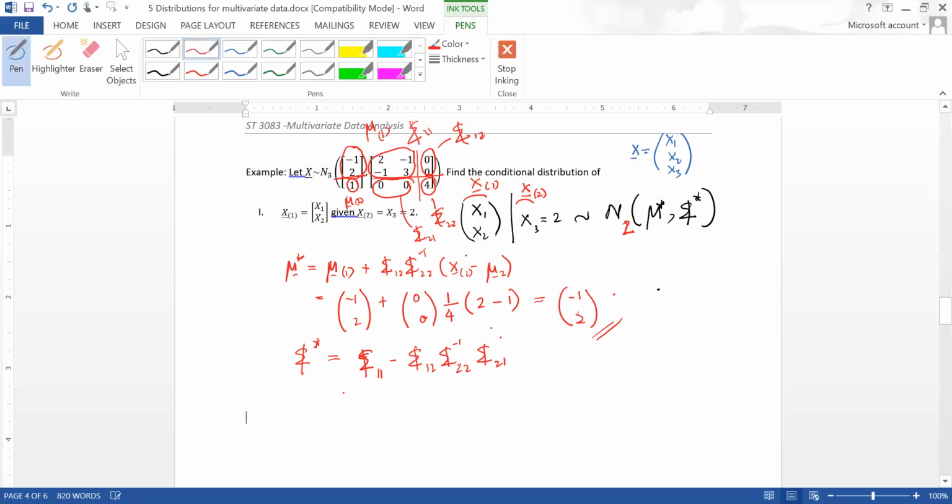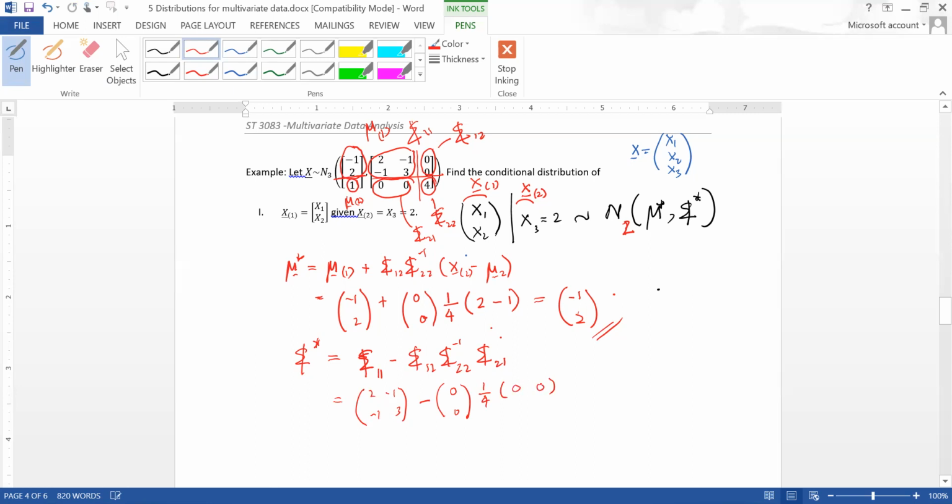Sigma 1,1, that means the variance-covariance part of x1, 2, minus 1, minus 1, 3. Minus sigma 1,2, 0, 0. Sigma 2,2 inverse, sigma 2,1.